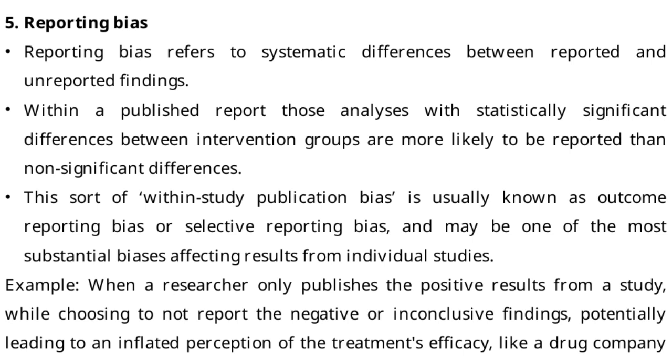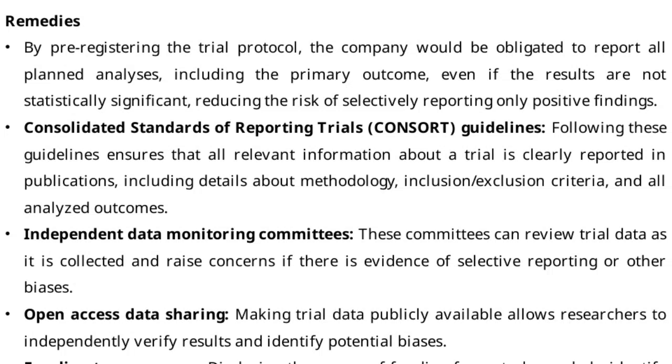So, understanding reporting bias helps us critically evaluate research findings and recognize that what's published may not always tell the full story. Let's talk about some key remedies to improve trial transparency and integrity. First, pre-registering the trial protocol is crucial. By doing this, the company commits to reporting all planned analyses up front, including the primary outcome, even if the results aren't statistically significant. This helps reduce the risk of selectively reporting only positive findings, which can skew the overall understanding of the trial's results.